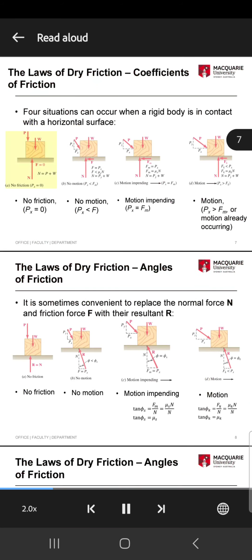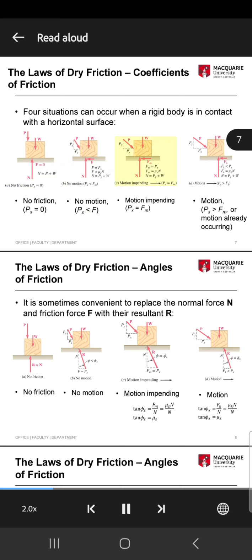No friction. P sub X equals 0. Block, with weight W, positioned on horizontal surface subject to force P, acting down. N equals P plus W. Now P acts down and to the right. No motion. P sub X less than F. F equals P sub X. F less than mu sub s N. N equals P sub Y plus W.